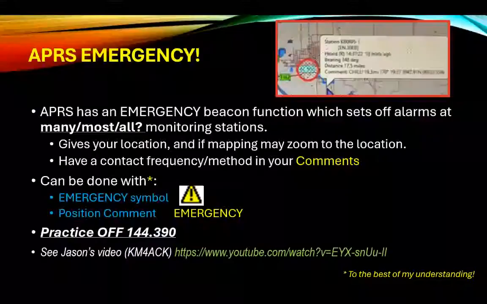The important thing is, if you're going to set off an emergency beacon, let somebody know how they can contact you. So you need to make sure you put your contact frequency or phone number or something in your APRS beacon comment. How do we set off the beacon? Well, as best I can understand, there are two ways to do it. One, you can change your symbol in the symbol field to the emergency symbol, which is an upright yellow triangle with an exclamation point.